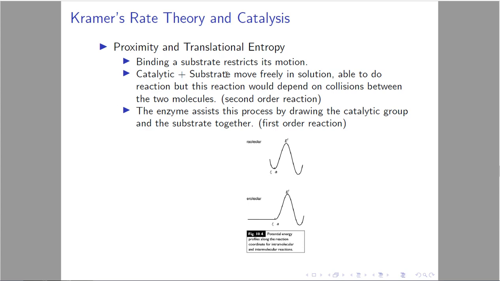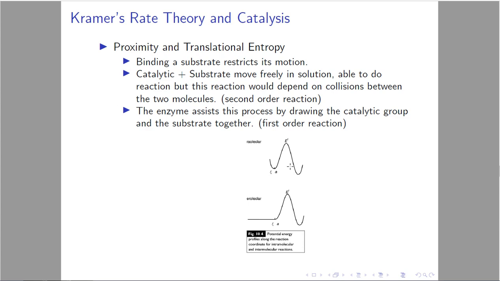So a substrate moves freely in solution and is able to react, but this reaction depends on the collision between the two molecules, a second-order reaction. So the enzyme will slow the motion, making it easier for the ligand to attack the substrate. The enzyme assists this process by drawing the catalytic group and substrate together in a first-order reaction.